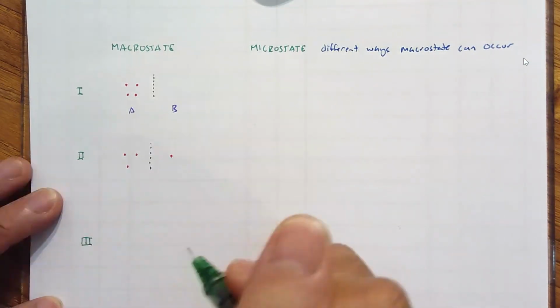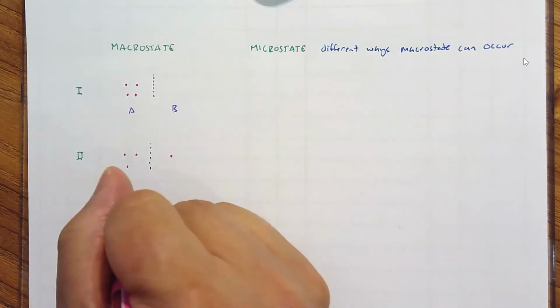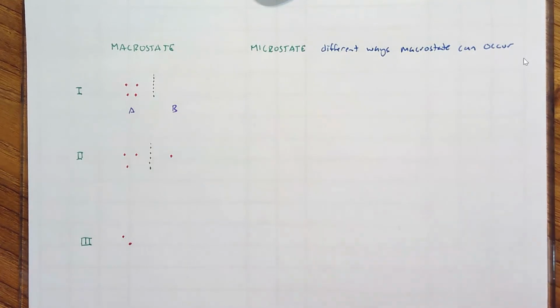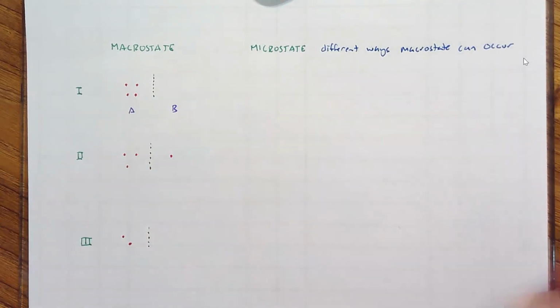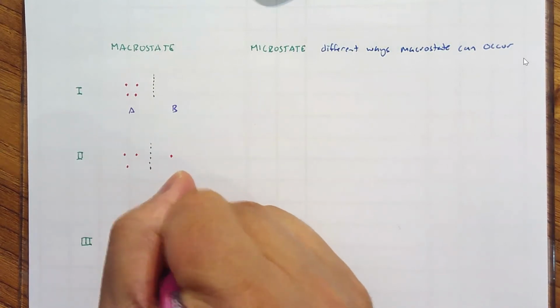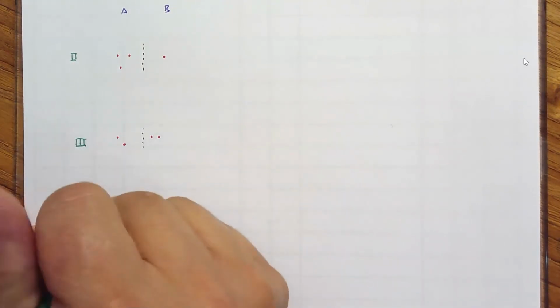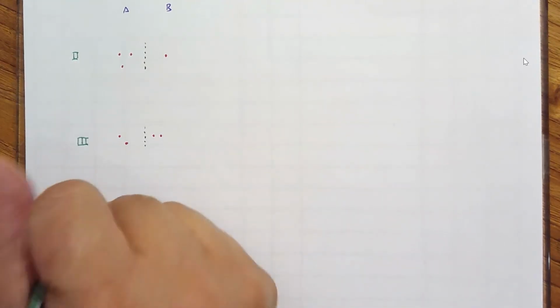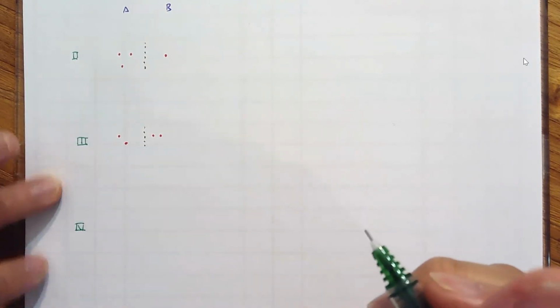Let me draw the rest of the macrostates though. Skip a couple of lines and then we'll do 3. Macrostate 3 is 2 and 2. Don't worry that I'm drawing some of these as diagonals. It really doesn't matter. Just 2 and 2. We need to skip a couple more lines, so let's skip about 1, 2, 3 lines.